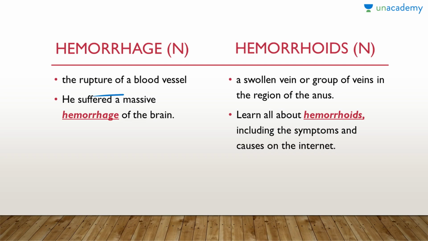Hemorrhage is a noun, which means the rupture of a blood vessel. In a sentence, it will read, he suffered a massive hemorrhage of the brain. Hemorrhoids is a noun, which means a swollen vein or group of veins in the region of the anus. So in a sentence, it will read, learn all about hemorrhoids, including the symptoms and causes on the internet.